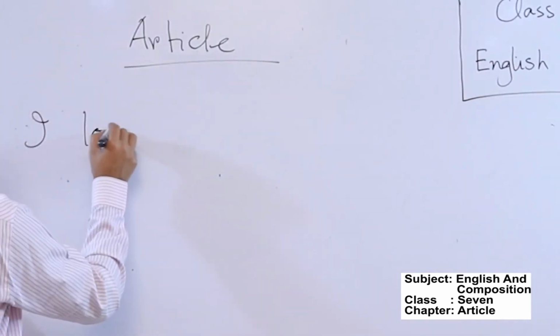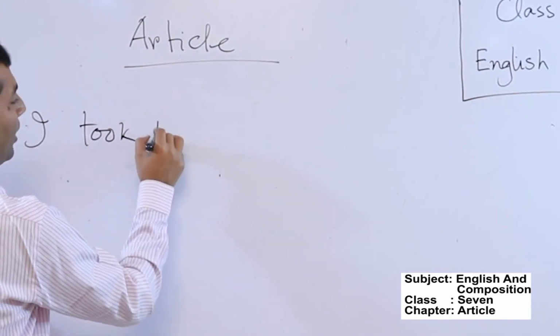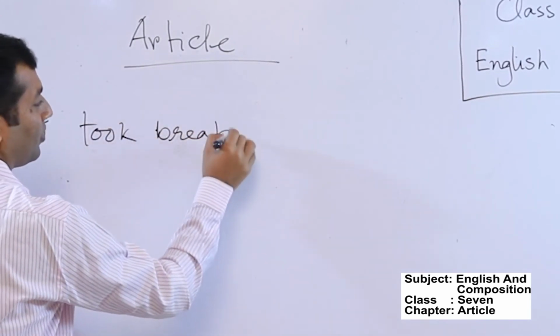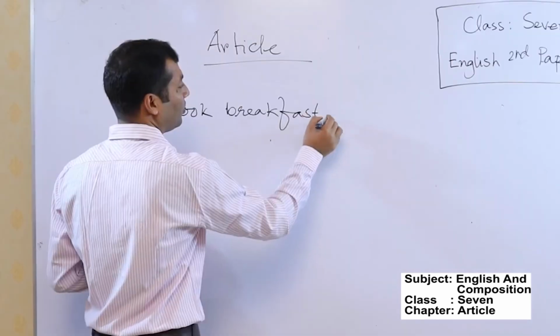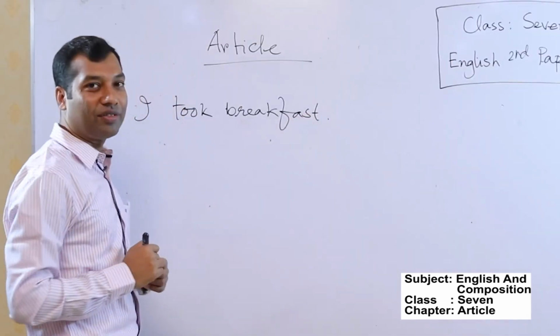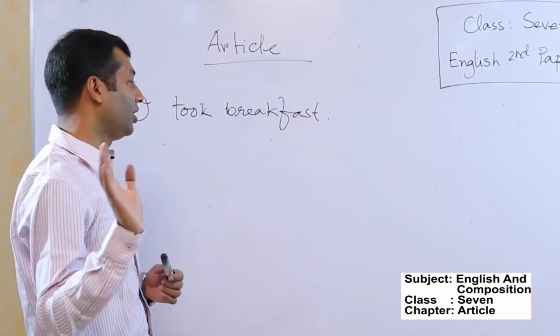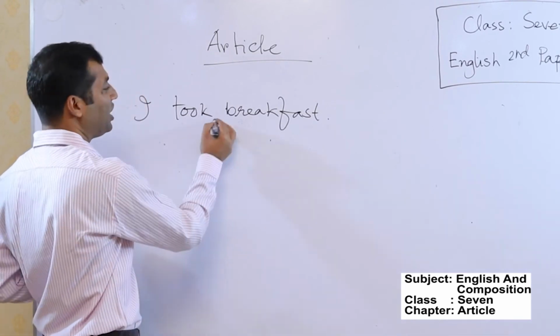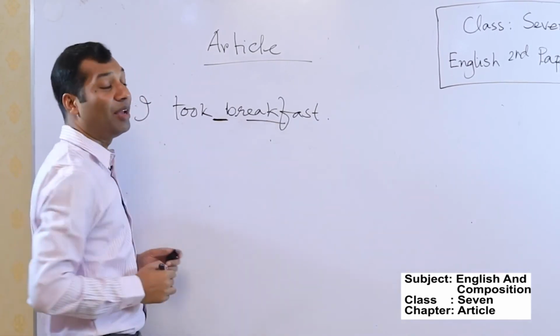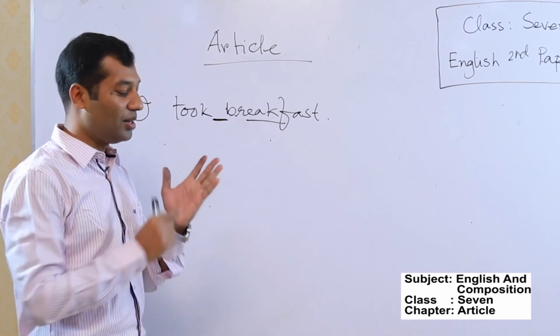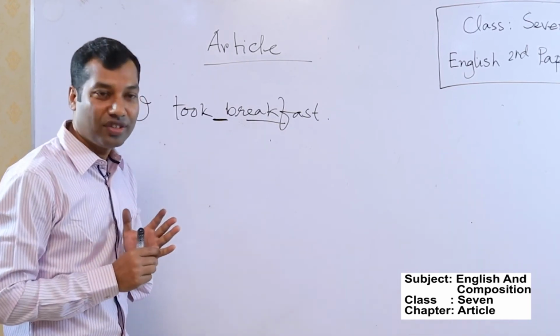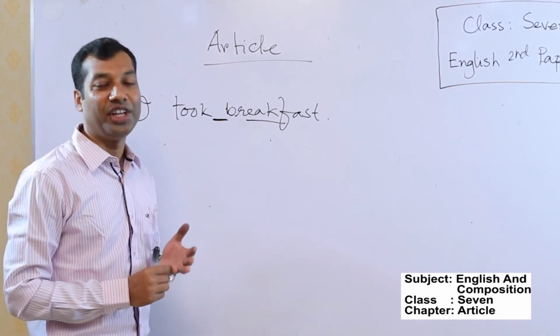I took breakfast. So you cannot use I took the breakfast, I took a breakfast. You cannot use any article before the names of the meals. The names of the meals are breakfast, lunch, supper or dinner.